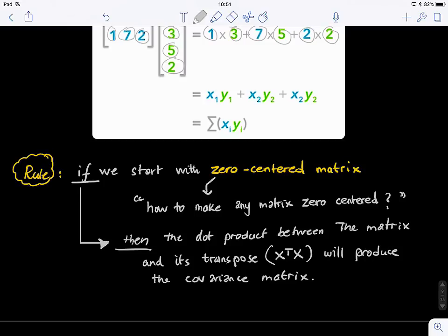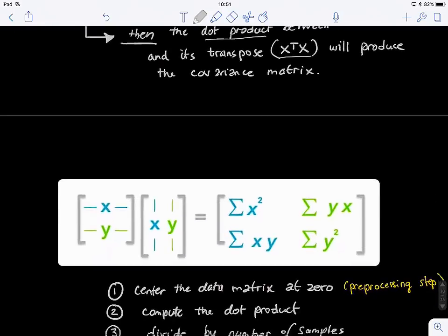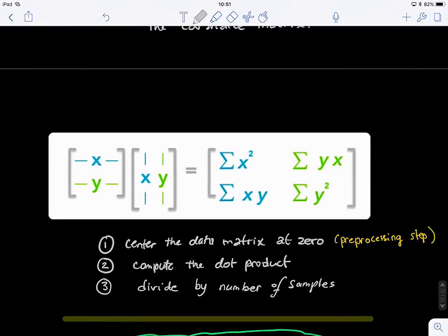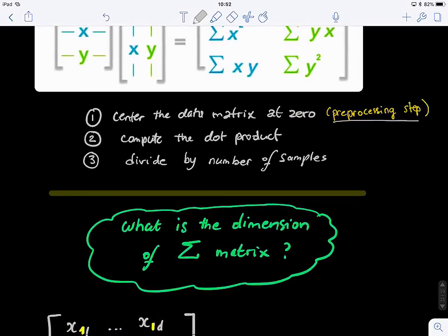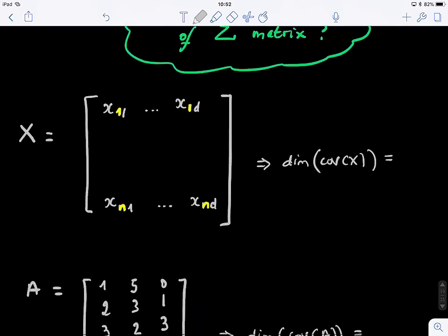Very simple. So once we do that, then the dot product between the matrix and its transpose will produce the covariance matrix. Okay? So it's quite simple. So that's the way we're computing it in linear algebra. Generally, this can be regarded as a pre-processing step. So center the data matrix at 0, then compute the dot product, and then you divide by the number of samples to get the covariance, right? Okay, very cool. Great.